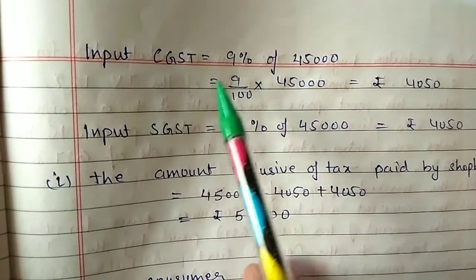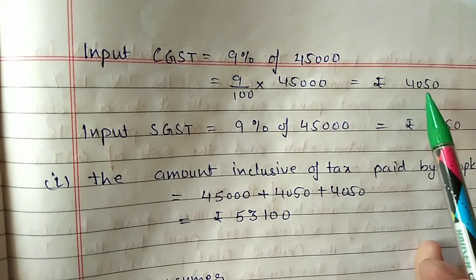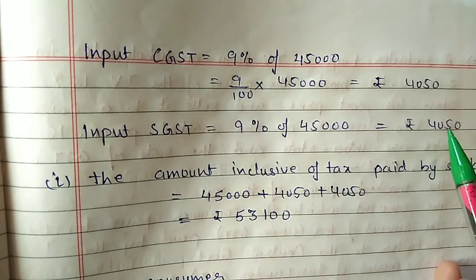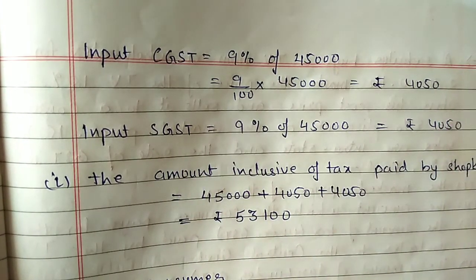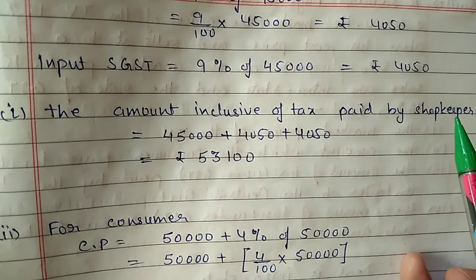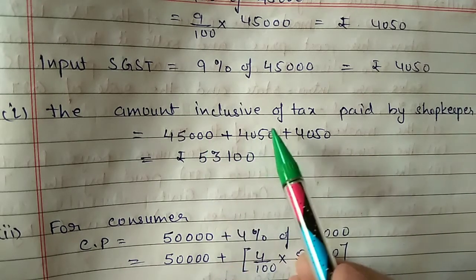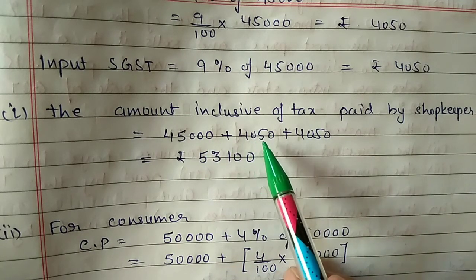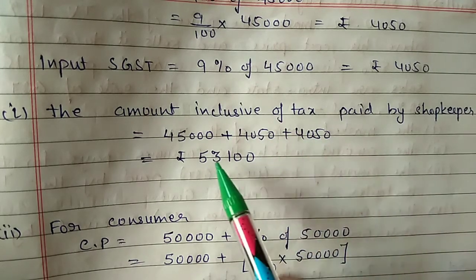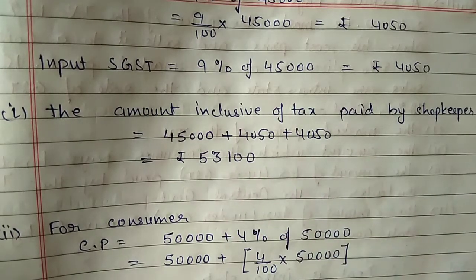Input CGST is equal to 9% of 45,000, equal to 4,050 rupees. Input SGST will also be 4,050 rupees. It will come the same. So first part, the amount inclusive of tax paid by the shopkeeper. The shopkeeper pays 45,000 as cost price, along with 4,050 rupees CGST and 4,050 rupees SGST. So in total he pays 53,100 rupees for that article.